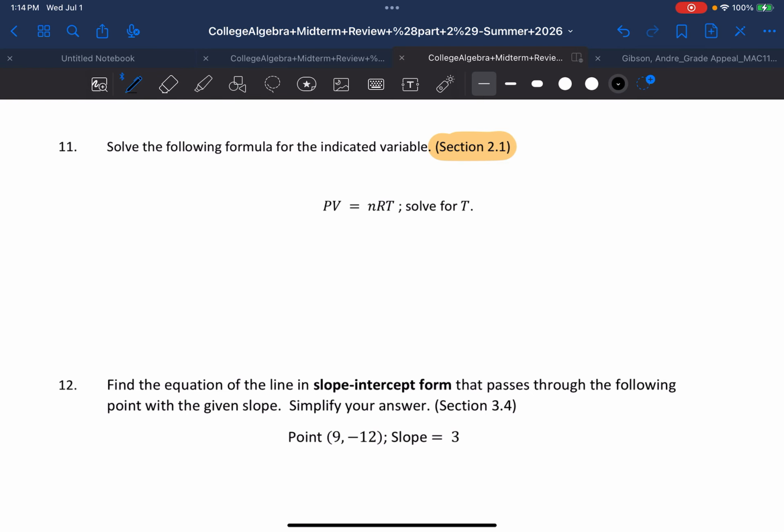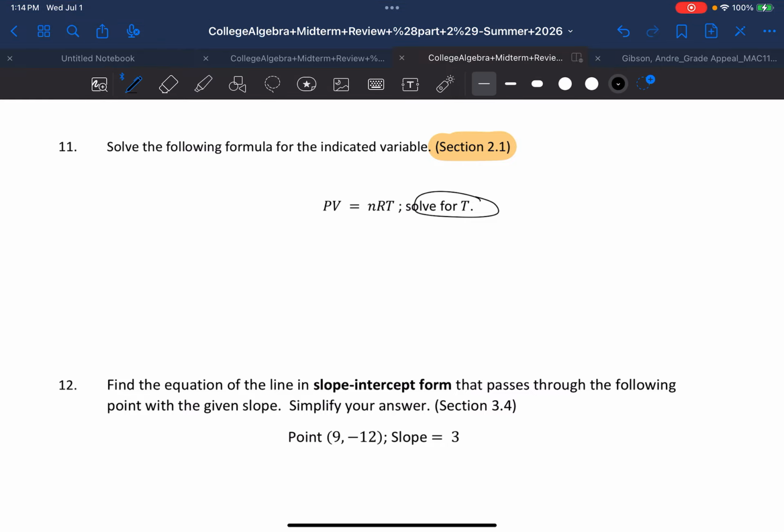And this says to solve the following formula for the indicated variable. So this is P times V is equal to N times R times T. And they want me to solve for T. So they want me to take steps to get T by itself. Now, even though this is all letters, we're still going to use the same exact algebra rules.